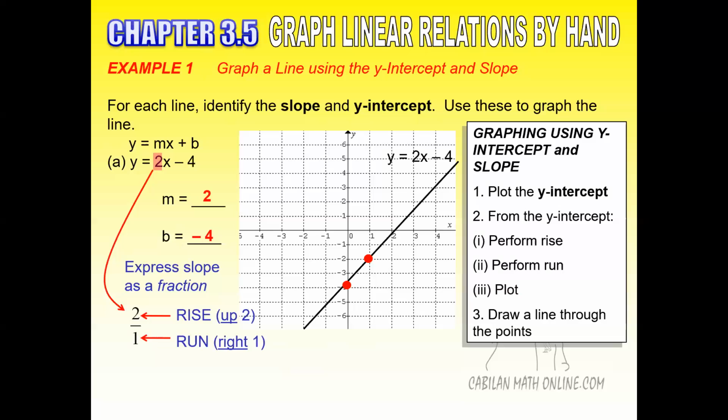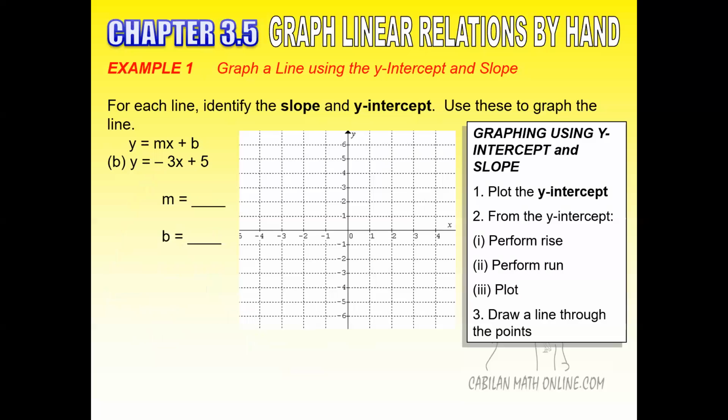All right, so let's take a look at another one here. In this case, what we have is a slope of -3 and a y-intercept of 5. So before we draw this, keep in mind that the best way to draw this is to think about what this line will look like. Since the slope here is negative, we should expect a line that is going down to the right.